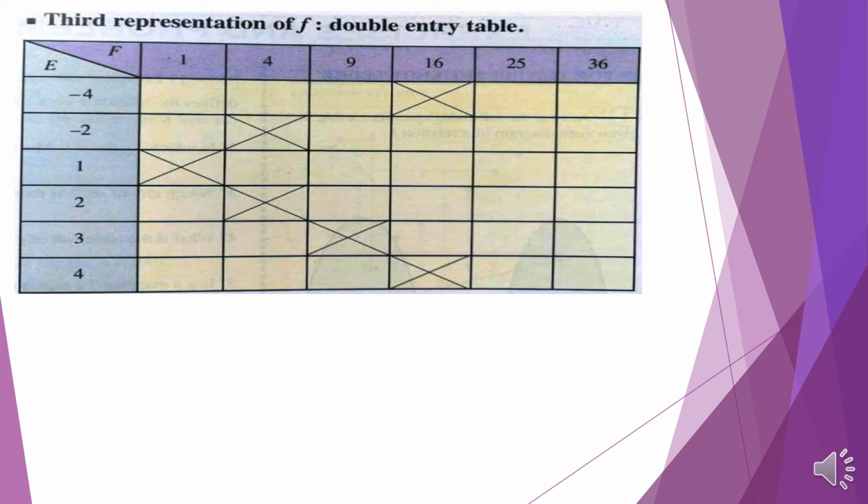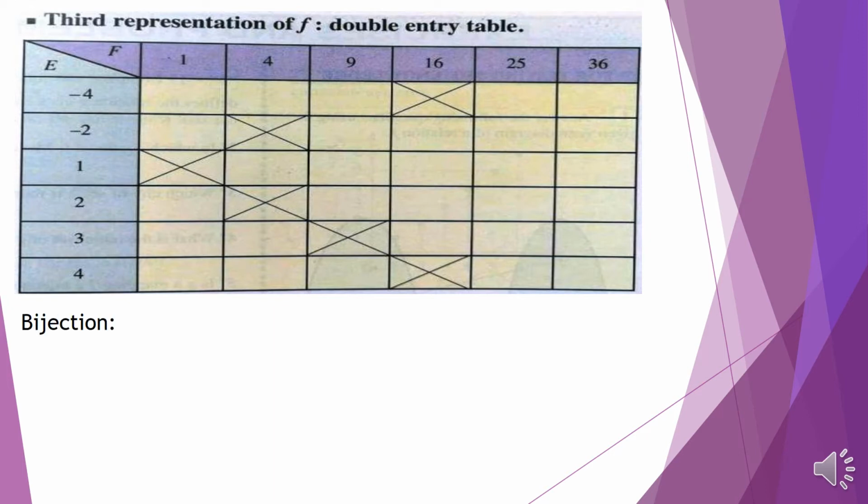Relation from E into F. So E is the initial set. What matters to me is the initial set. It is forbidden for the initial set to have more than one cross on any element. Notice that for minus 4 there is only one cross, also for minus 2, 1, 2, 3 and 4. Whereas in the final set, the elements 1, 4, 9, 16, 25, 36: notice 25 and 36 have no crosses, no problem. Notice 16 has 2 crosses, also no problem. So in the mapping, we focus on the initial set.